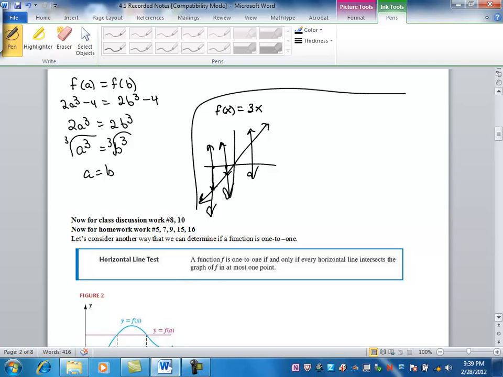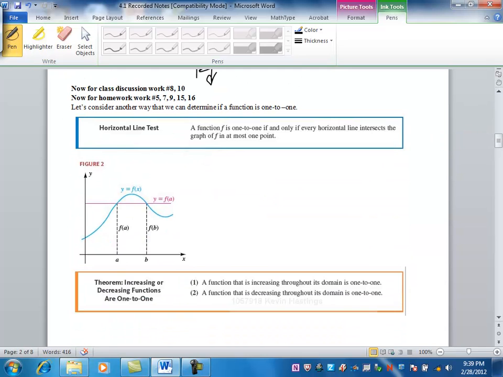Well, with the horizontal line test, if we take the graph of a relation, even the graph of a function, and we run that horizontal line through the graph, just like we have here, and it crosses in more than one point, then we do not have a one-to-one function. You'll notice here that f of a, this y, equals this y, but you'll notice that a does not equal b.